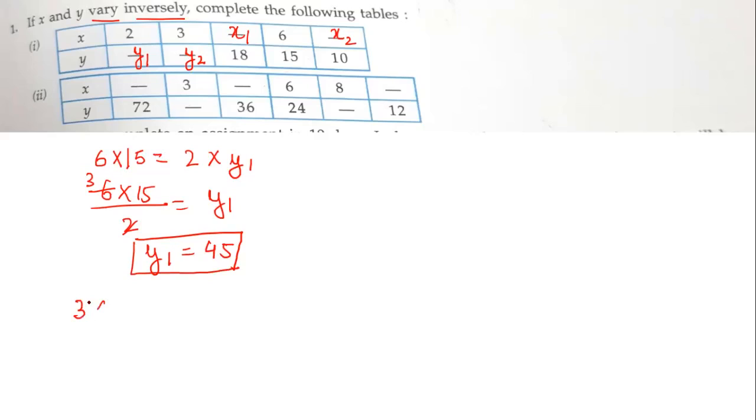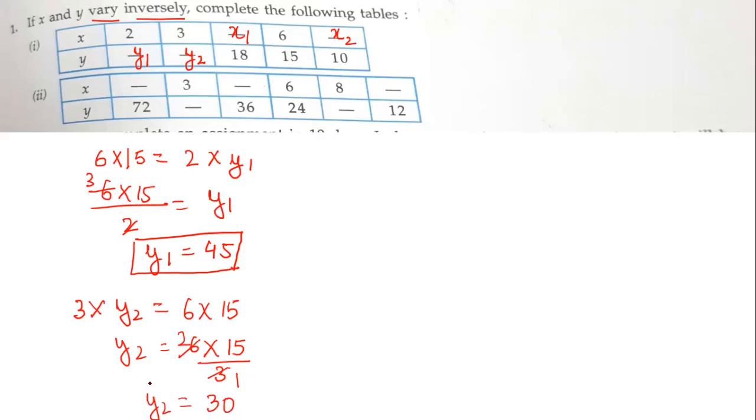What about y2? Same, 3 into y2 is equal to the ratio given, 6 into 15. y2 is equal to 6 into 15 divided by 3. Here we get 2, here we get 1. So 2 into 15 is 30. y2 is equal to 30 here.